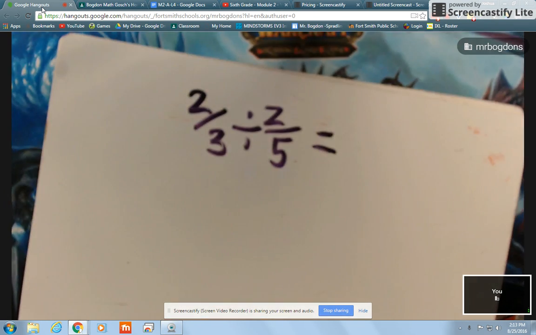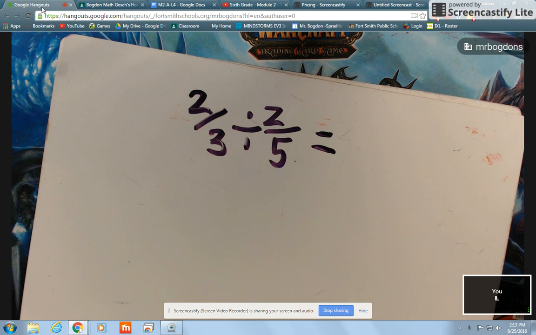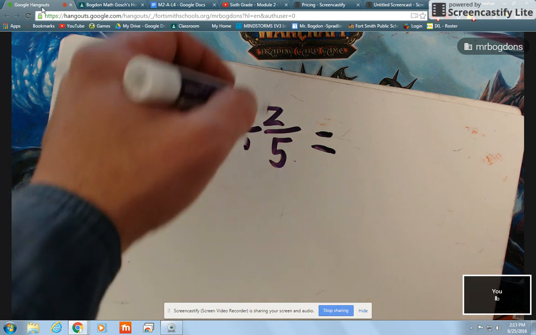What's the saying to change it to an equivalent multiplication expression? Everyone, what is the saying to change it to multiplication? Thank you. Wake up.